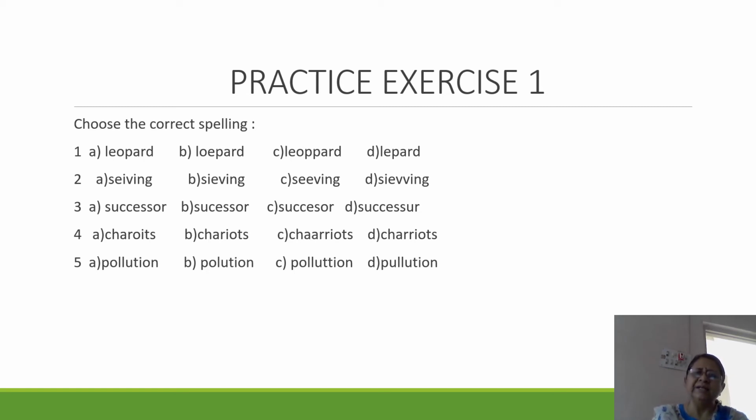Fourth word, A, chariots, B, chariots, C, chaaariors, and D, charrriots. Which one is the correct one?